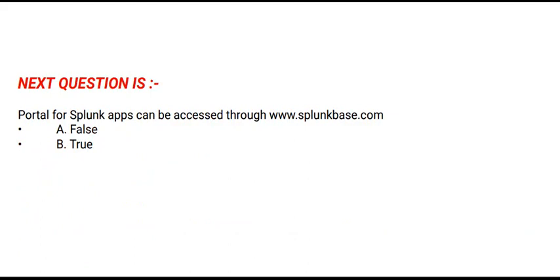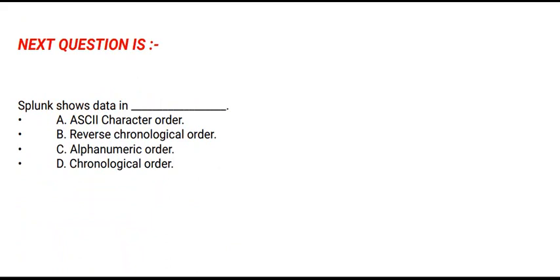Next question is, portal for Splunk apps can be accessed through www.splunkbase.com. Options are, option A, false, option B, true. The correct option is option B. Next question is, Splunk shows data in dash. Options are, option A, ASCII character order, option B, reverse chronological order, option C, alphanumeric order, and option D, chronological order. The correct option is option B.